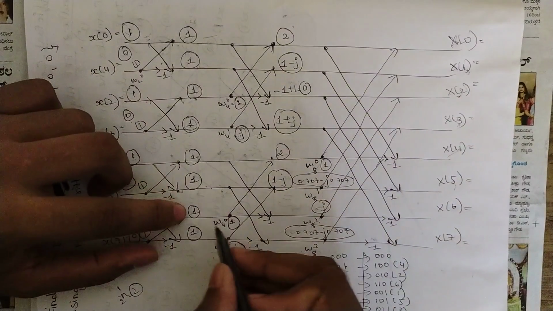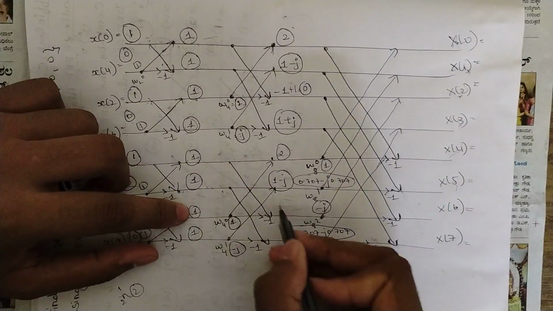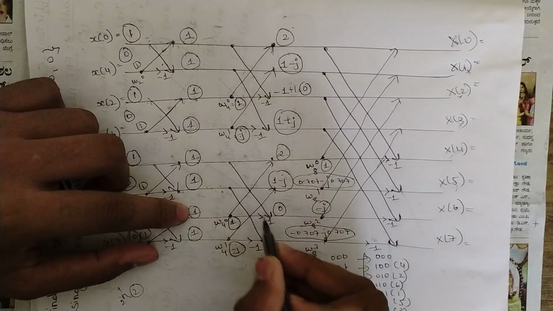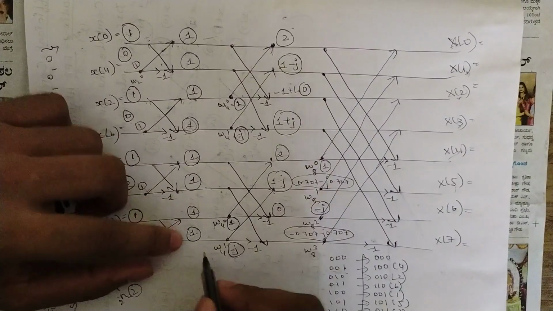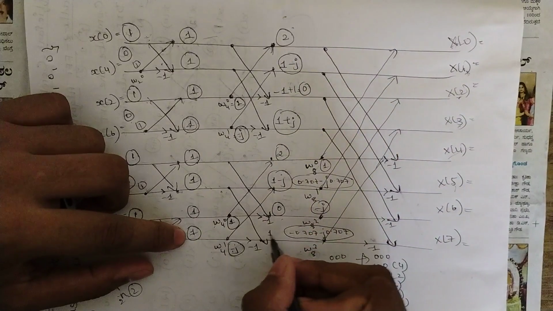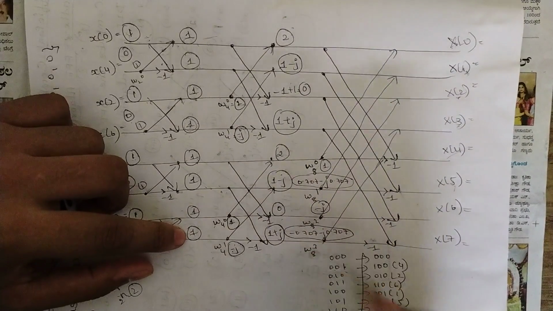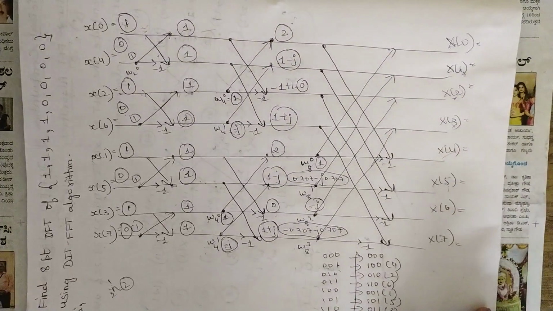Right? Then here we have 1 into minus 1, minus 1, and here we have plus 1, so it is 0. Okay, this is plus 1, and here we have minus 1, minus 1 plus 1, 0. Then 1 minus j minus 1, that is again plus j, and here we have 1. So 1 plus j. In the second stage, we got all of these values.